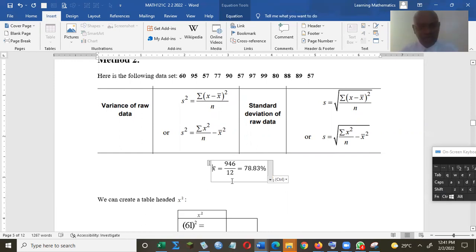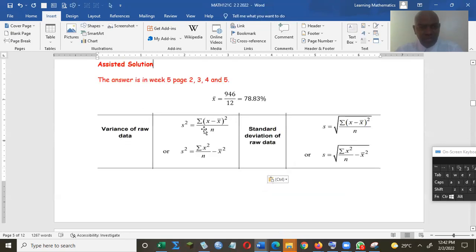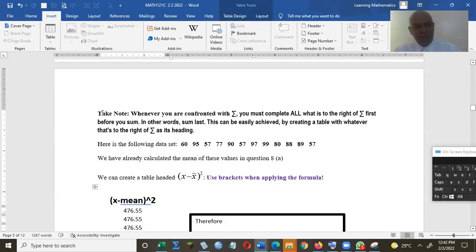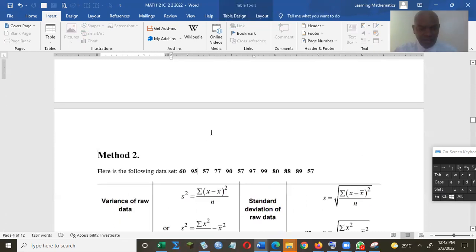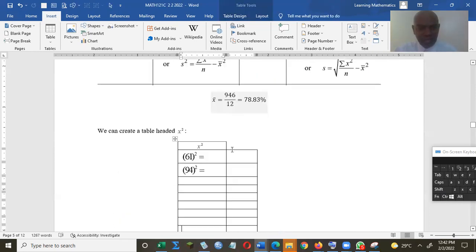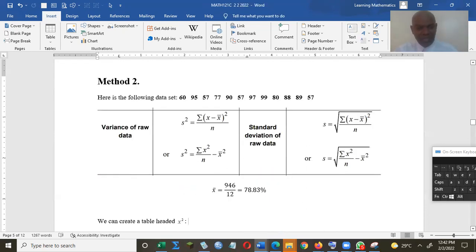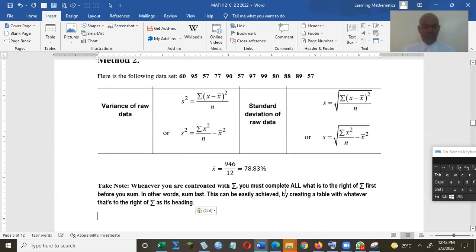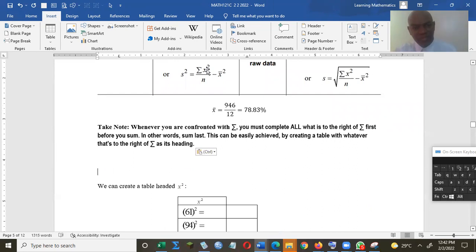So what we're missing to calculate is the sum of x squared. But we have to take note that anytime we see sigma, we have to do whatever is to the right of sigma first. Always remind ourselves of that. And this can be easily done using tables. Sigma is telling us we have to sum x squared, so we must do x squared first before we sum.